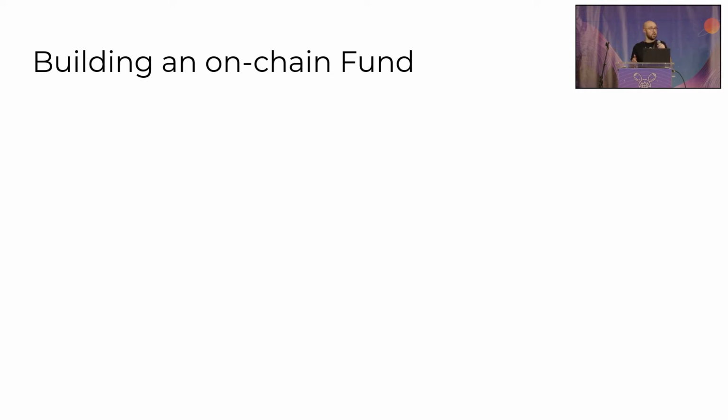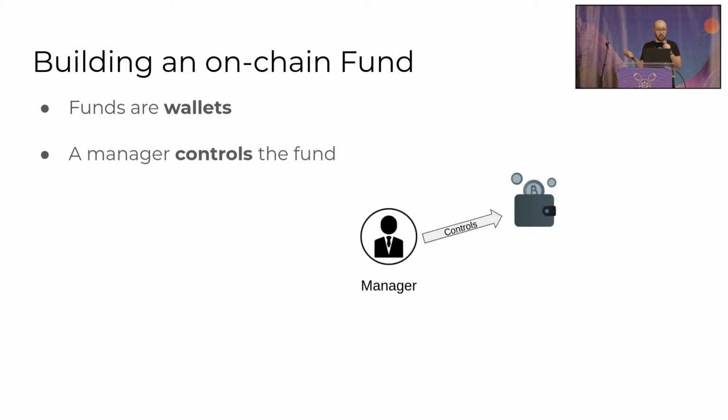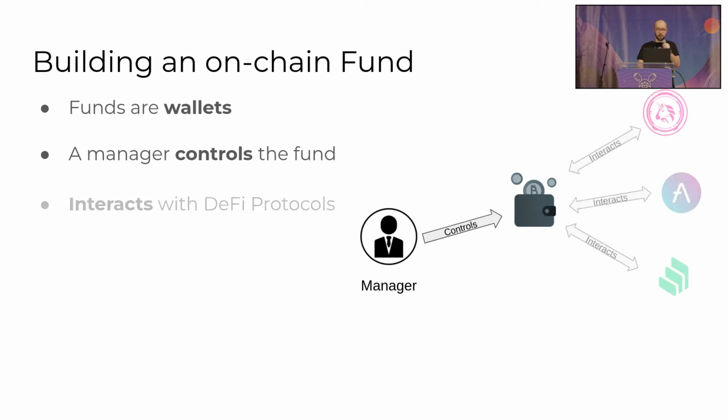So let's imagine we want to build an on-chain fund, right? So what is a fund? It's essentially a pool of money. So we can store this money in an on-chain smart wallet. That's easy. And we have then a manager who creates a fund and manages the assets the fund holds. So the manager tries to increase the value of the fund by interacting with various protocols.